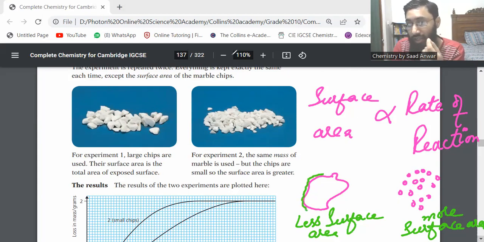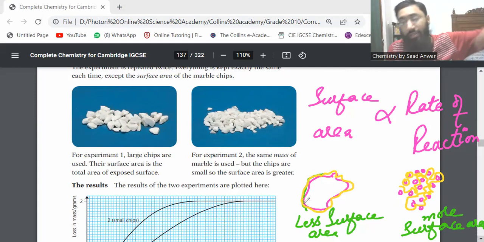But here, these are smaller pieces. Surface area is high, reactant can go here, reactant can enter here, reactant can go here. It means more reaction, while the reactant can only stay at the surface here. So big piece, big substance, less surface area, and with less surface area, rate of reaction is low. Smaller pieces, more surface area, rate of reaction will be high.